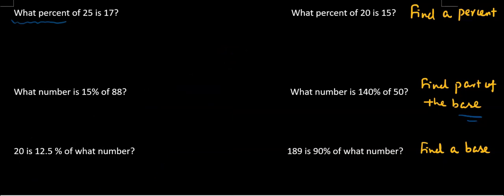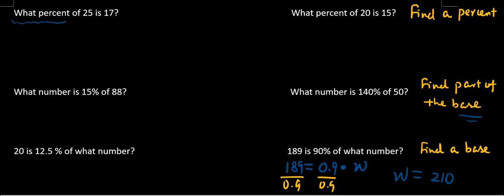We have one last question to do. How to find the base? 189 is 90%. Go ahead and change into decimal if you want. Of what number? I'm going to use W. What number? All right, remember how to find this? We're going to divide by 0.9 on each side. We can find the missing number W. I have W is 210. That is how we find a base.